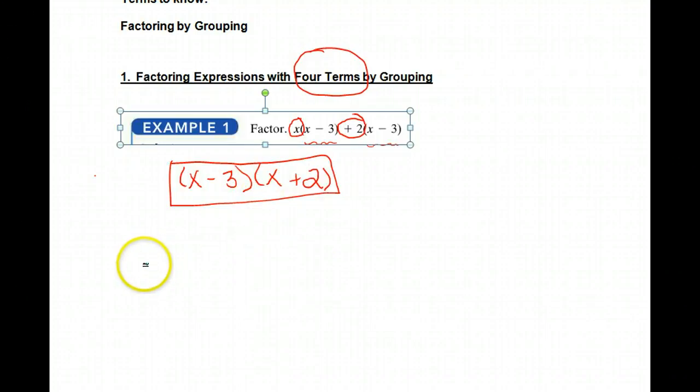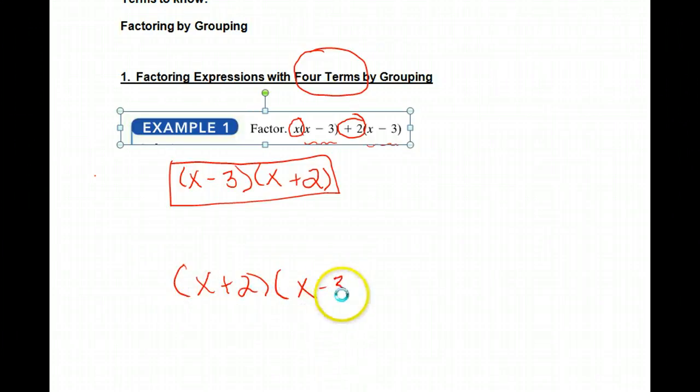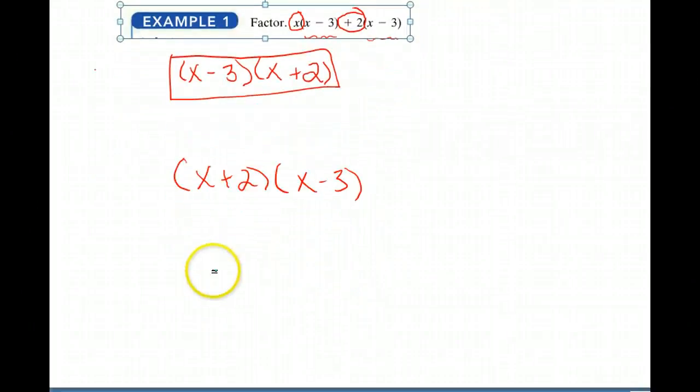A special note here that this can also be written as x plus 2 times x minus 3, and the answer would be correct. Please remember that multiplication is commutative. You are permitted to multiply in whatever order you want, and you would still get the same answer. So you can write your terms however you wanted to.